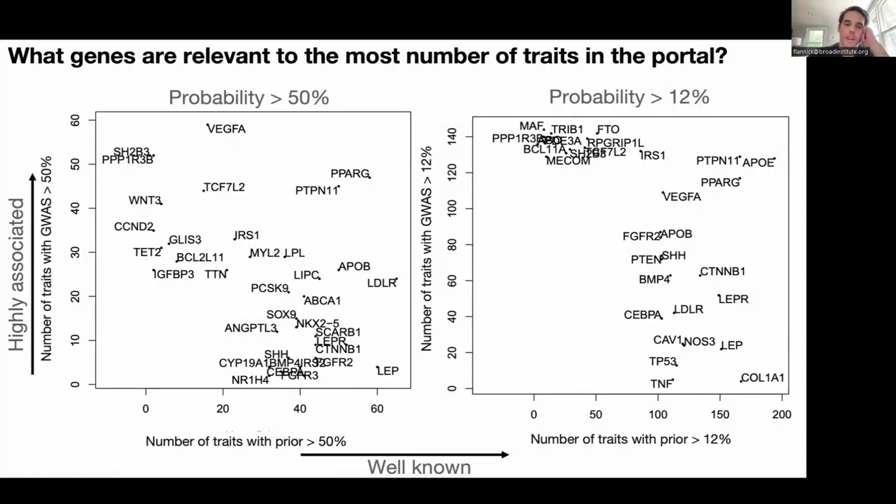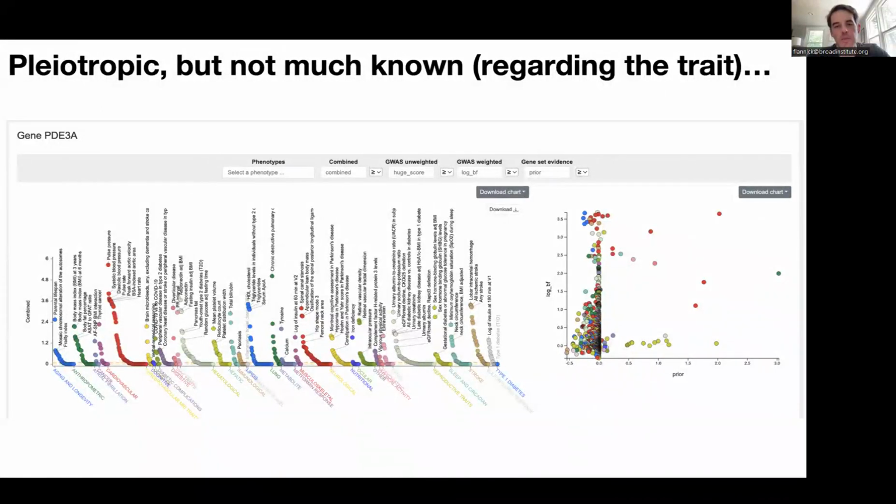Some questions I found interesting: if you look across all traits in the portal and ask what genes have the most relevance to the traits in our portal, you can get at a glance the genes that have high prior and high direct GWAS evidence. PPARG is the one that's the most, partially because these are very well studied genes, but also because we're enriched for metabolic traits in our portal. But you can use that to zero in on genes like PDE3A, where there's very little known about it, based on the lack of indirect support for a lot of these traits, but there's a ton of GWAS hits for it. So I think that's just what's going on with that gene.